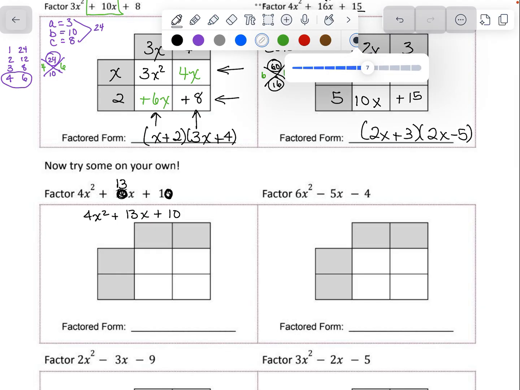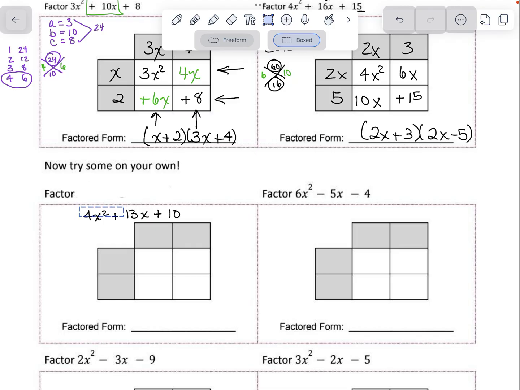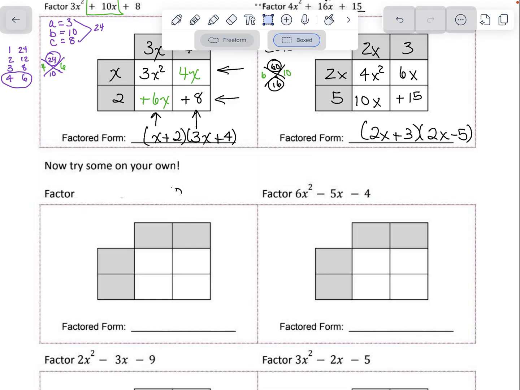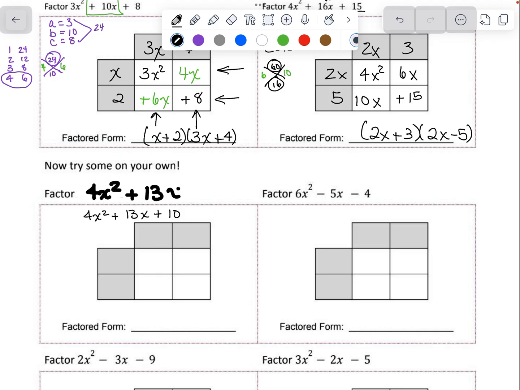I don't know if this is going to work. We're going to try it. I don't think it will. Nope. Let's try it. I can just write it here. Factor 4x squared plus 13x plus 10. There we go.